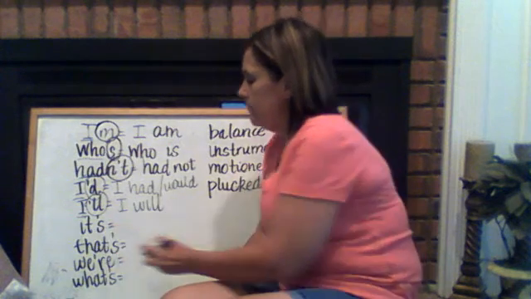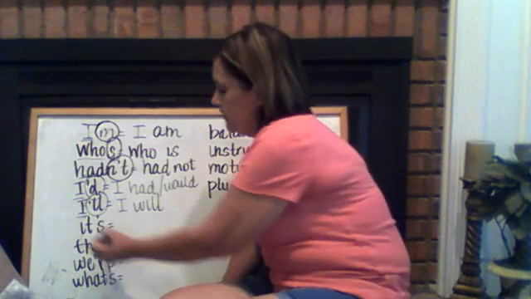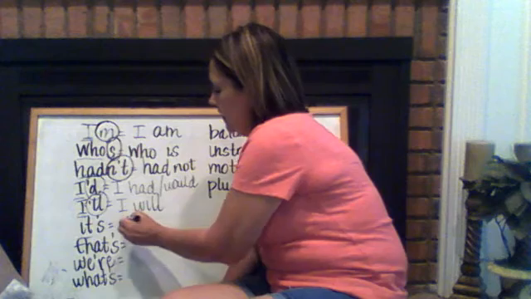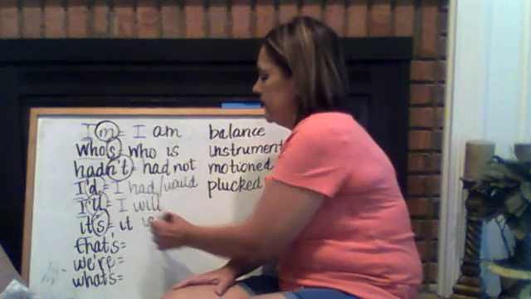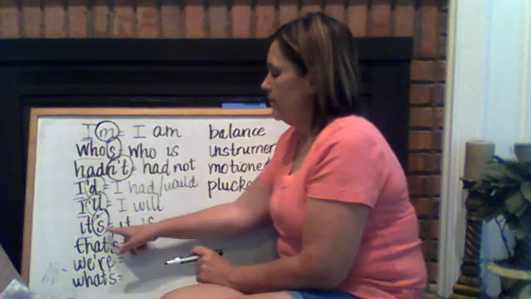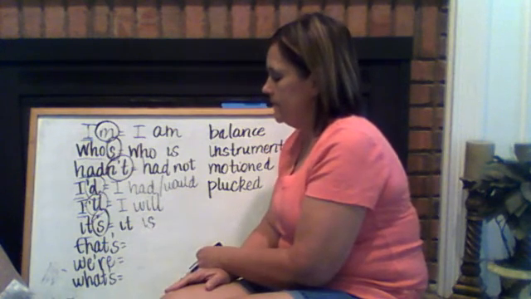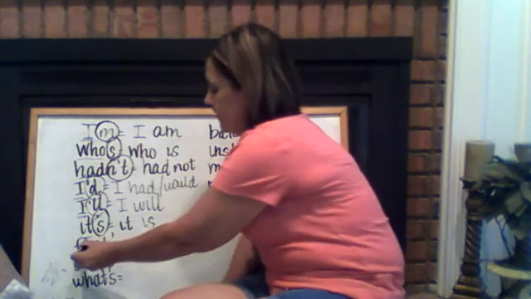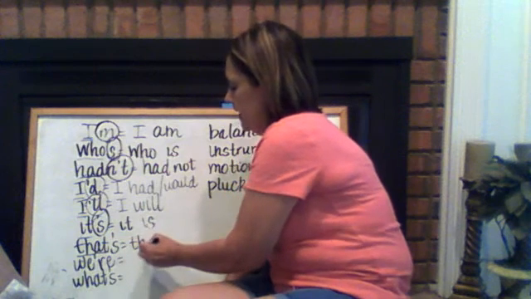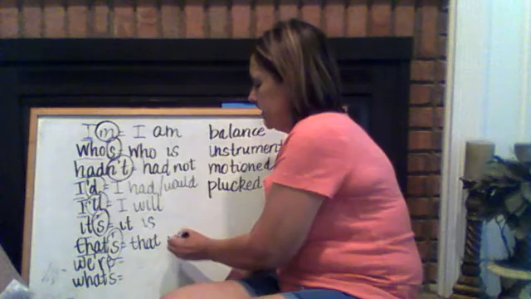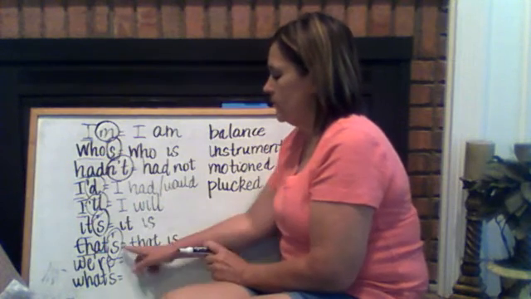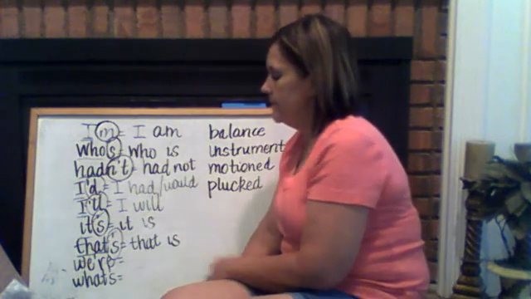Okay, here we have its. My base word is it. That leaves apostrophe S. Apostrophe S comes from is. It is forms the contraction its. That's, the base word is that. And again, you have apostrophe S, and it comes from is. So that is forms the contraction that's.